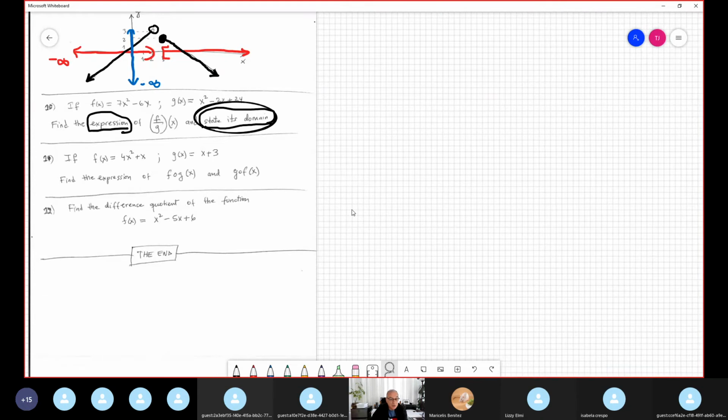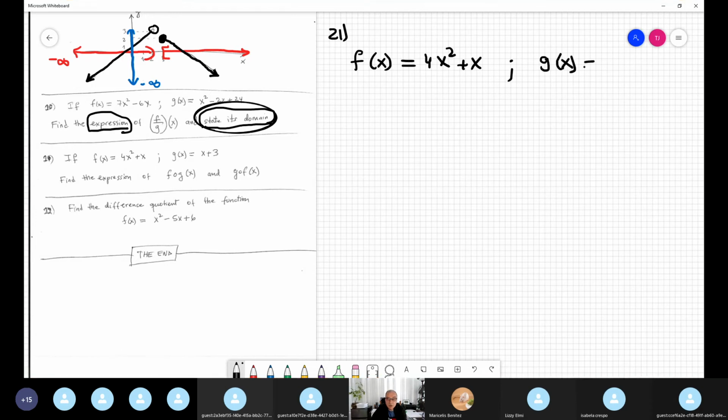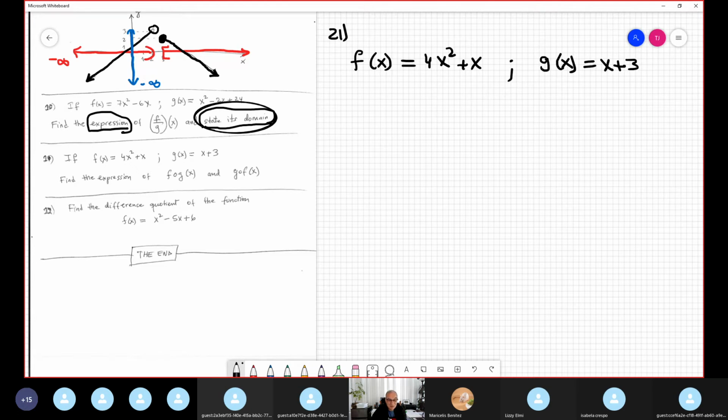Okay, 21. 21 is a function, f of x. You have a composition of functions. 21, que es 4x squared plus x, semicolon, and g is equal to x plus 3. Entonces, okay, when I grade the test, the people, I don't know why, believe that this symbol indicates multiplication. No, not multiplication, it's composition, right? Composition is another way to combine functions.